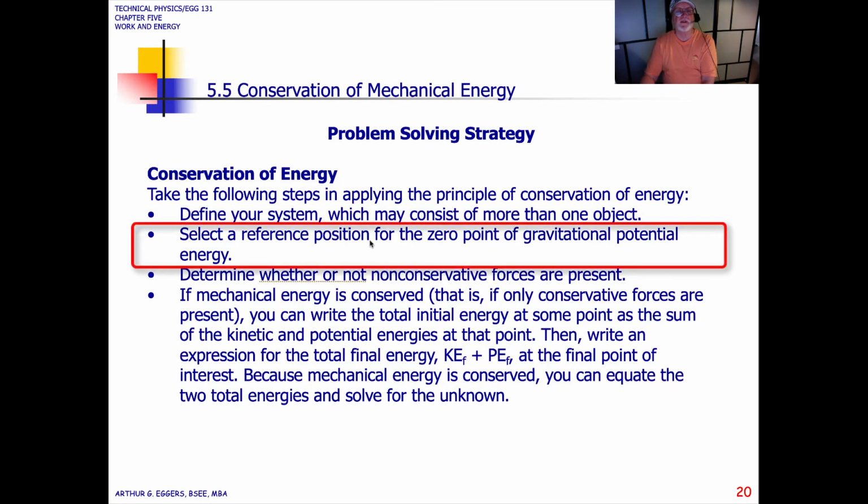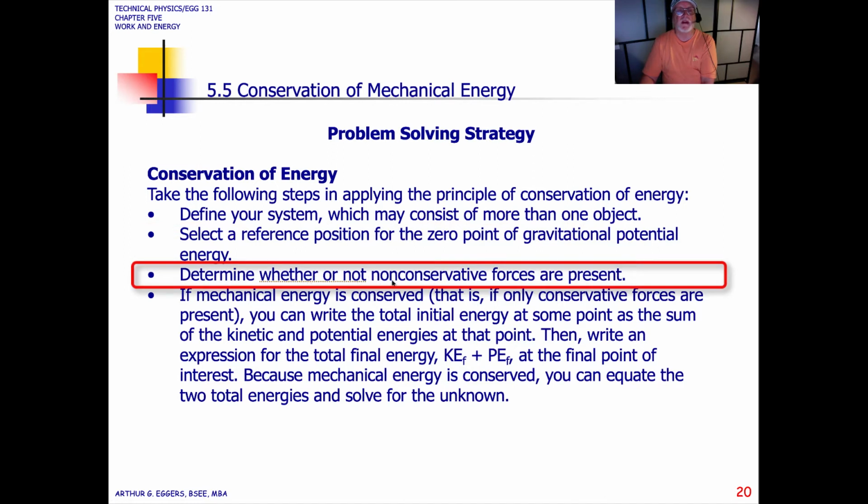Select a reference position for the 0 point for gravitational potential energy, because this could be the point where you have your starting point and everything goes to 0, like we've seen before. Determine whether or not non-conservative forces are present. Most of the time in problems, it will clearly state to disregard friction or the resistance due to air. So look for those clues.